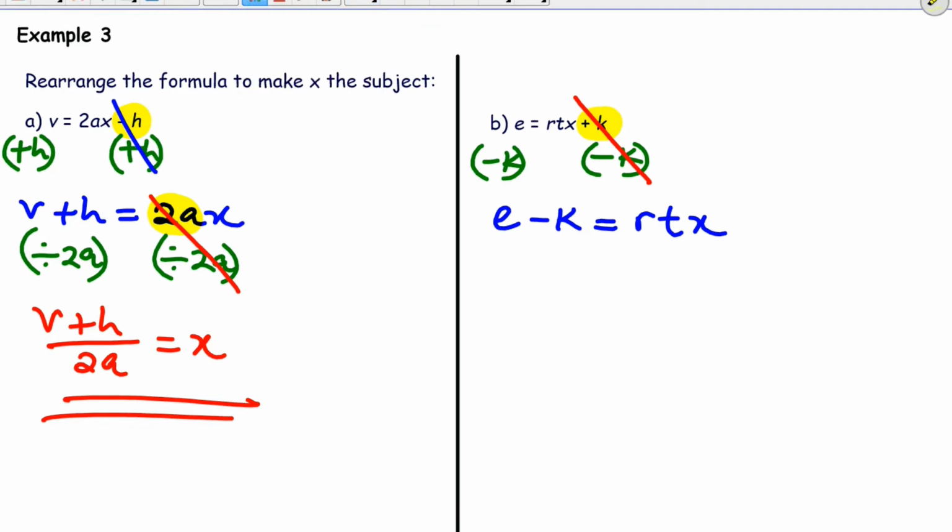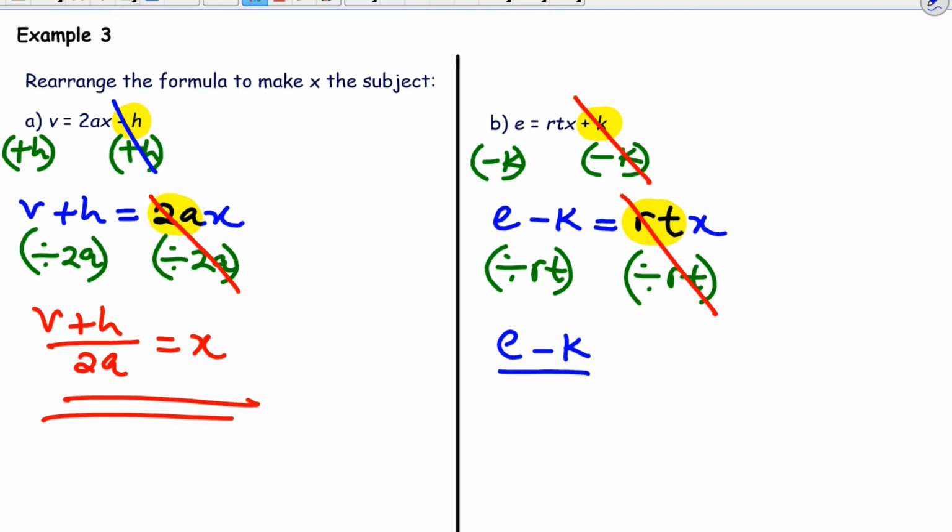Now you can see here that rt is multiplied by x. Now the opposite of multiplying by rt is dividing by rt. So we'll divide by rt on each side. And if we do that, rt divided by rt will be equal to 1. So that cancels. So we'll be left with e minus k over rt will be equal to x. And that will be our final solution.